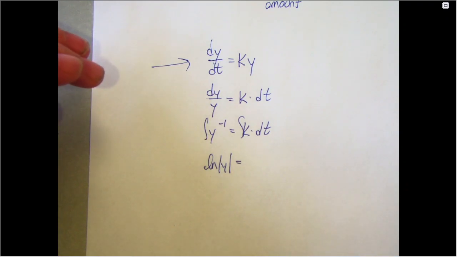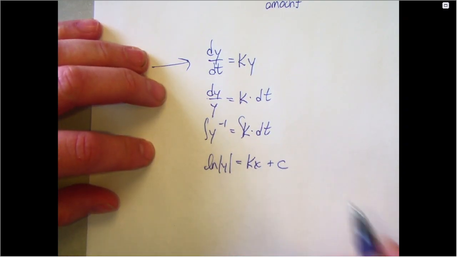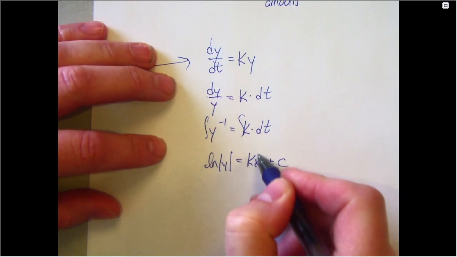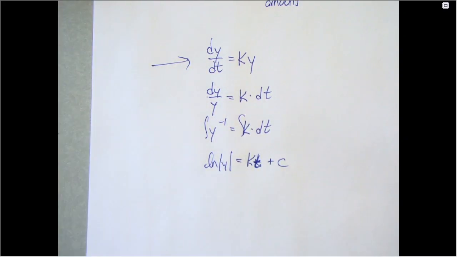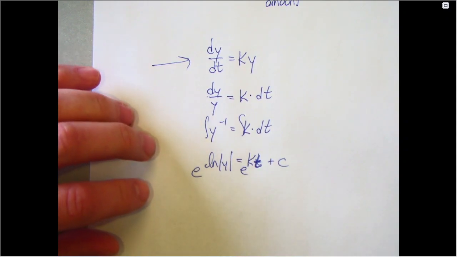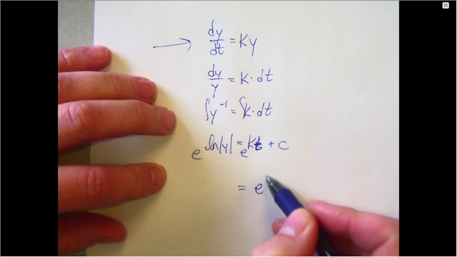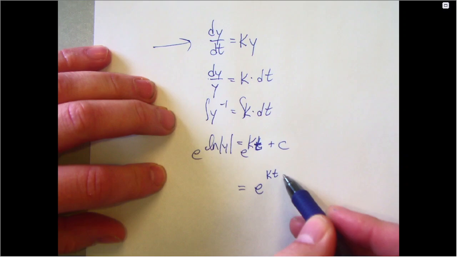No, k is not a variable. k is a constant. It's a number. That's the derivative. kx. kt, sorry. Yeah, because we are with respect to t. My bad. Then we're going to go to e. We're going to exponentiate both sides. And so over here, this becomes e to the kt plus c.